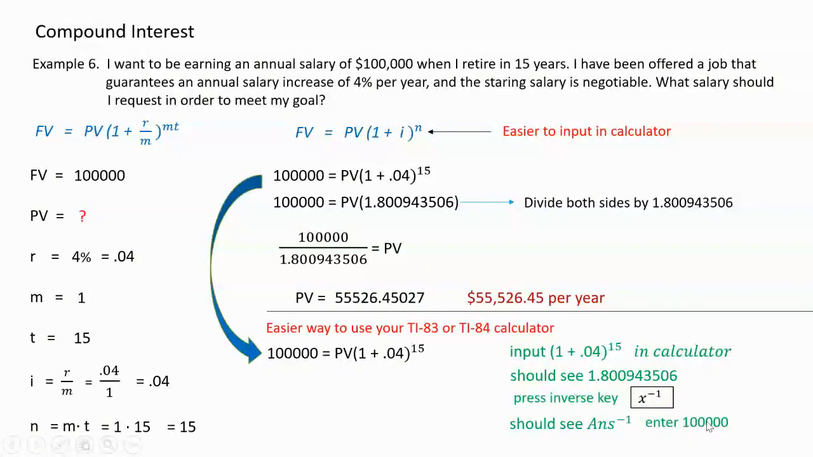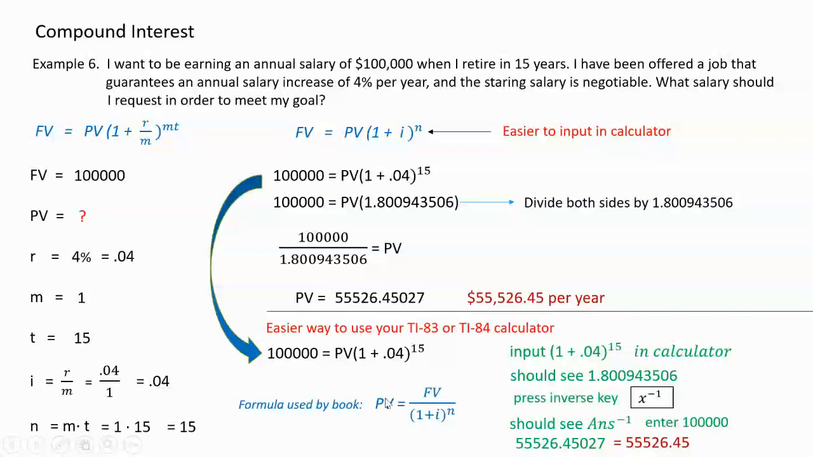Now you're going to enter 100,000. And this is what you should see: 55,526.45027. You see, we got the same thing as when we did it showing all the work here. And then we round off to the nearest penny, so it's going to give us $55,526.45.